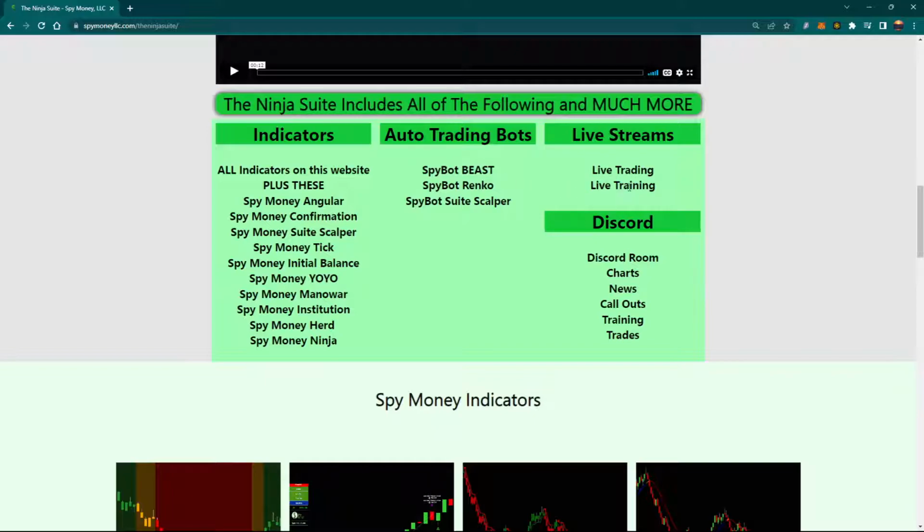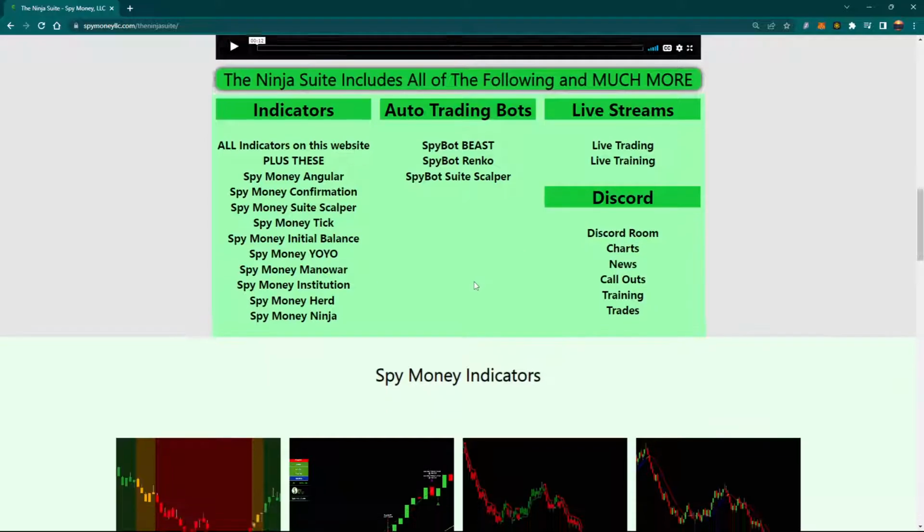The live trading, the live training. We have the Discord room where I supply charts and news and callouts and training trades. I tell you when I'm running a bot, what bot I'm running, what settings I'm running, and also any trades that I've got going on. We teach about when it's in chop, I tell you, so I wouldn't be trading now. I'd be waiting here. I give all these levels out in the Discord room. The Discord room is where we communicate all day long and tell you what's going on.